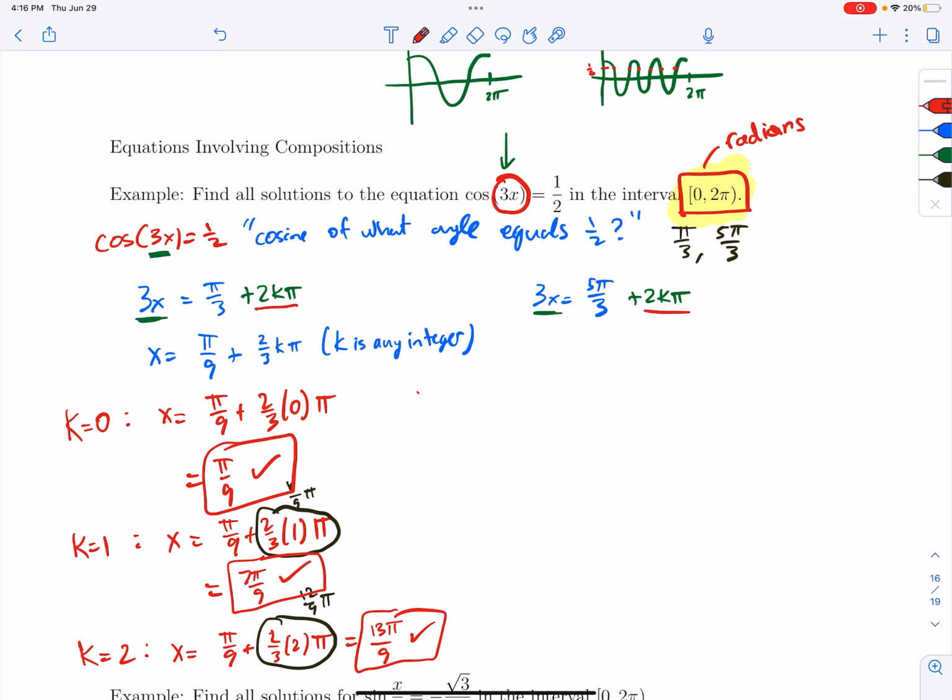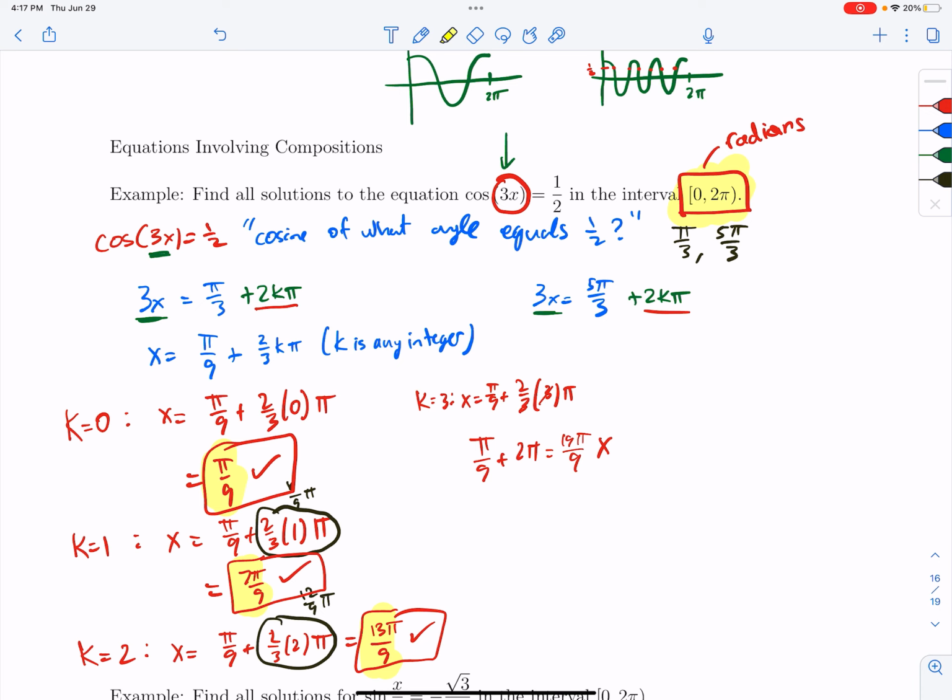And then if I do k is equal to 3, I'm going to get x is equal to pi over 9 plus 2/3 times 3 times pi. And what we see here is that 3 cancels with that 3, so I get pi over 9 plus 2 pi. Well, that is definitely bigger than 2 pi, and if I add that, that's 19 pi over 9. That is not one of the solutions because it's bigger than 2 pi. So my three solutions, let me just highlight them here, are pi over 9, 7 pi over 9, 13 pi over 9.